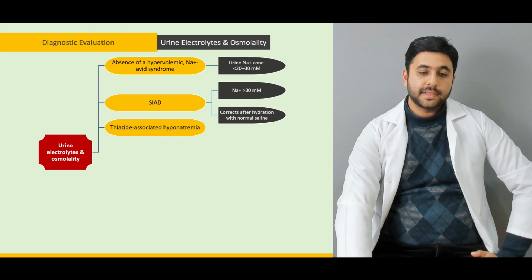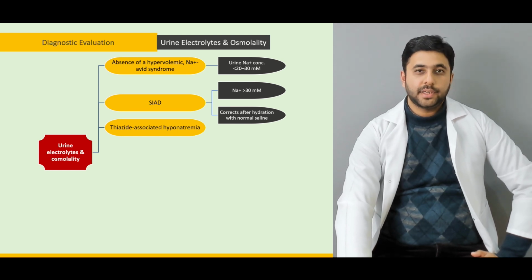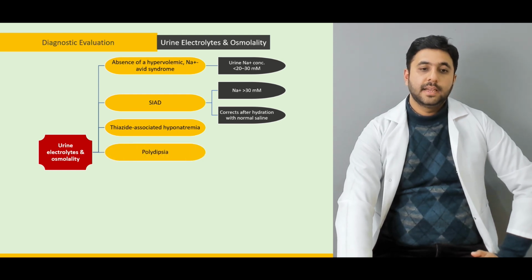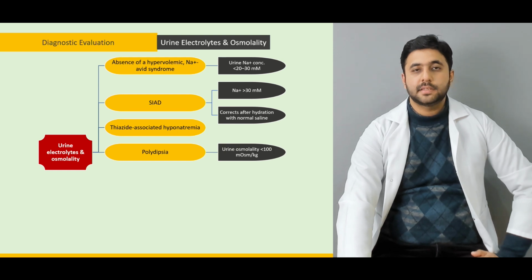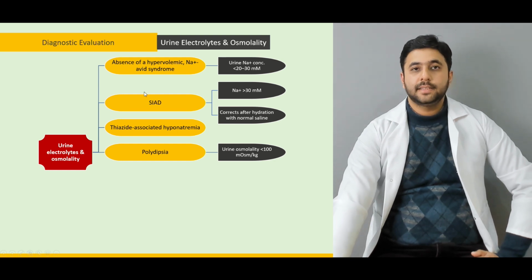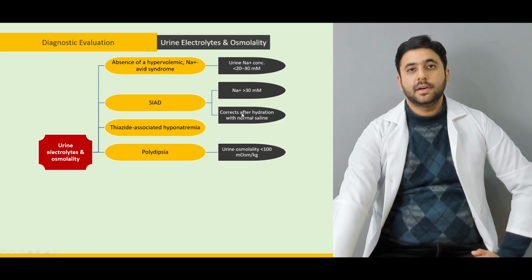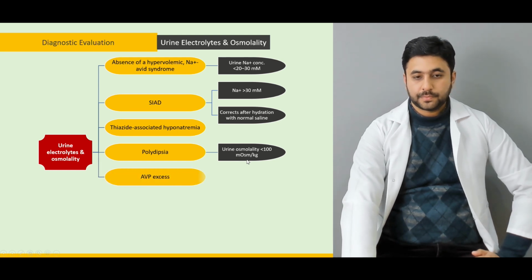Similarly, there might be thiazide-associated hyponatremia. We have to take a good drug history of thiazide intake in the recent past. Similarly, the water intake history is very crucial to evaluate polydipsia. Because the patient is taking in a lot of water, the ADH will be decreased, and because of the decrease in ADH, the urinary osmolality will be low. The patient will be passing out a lot of water in the urine, and the patient will be passing dilute urine.